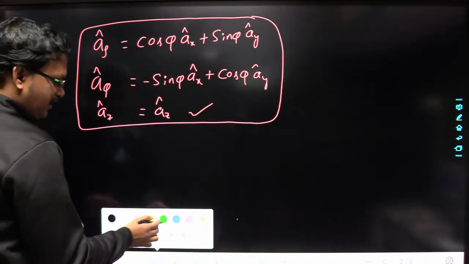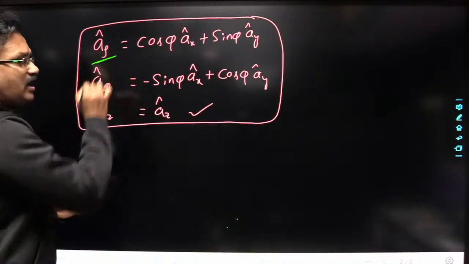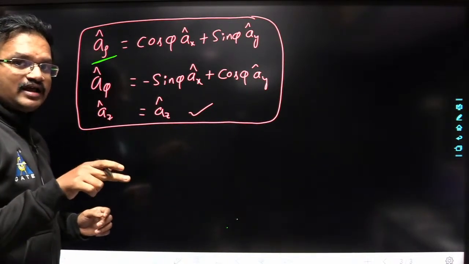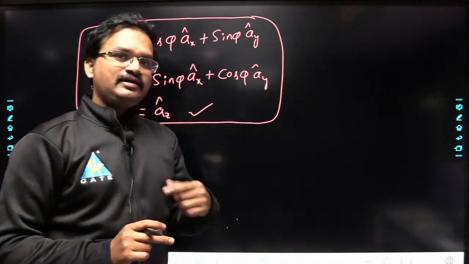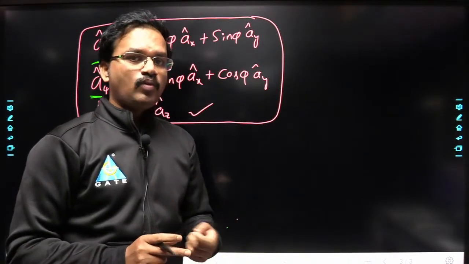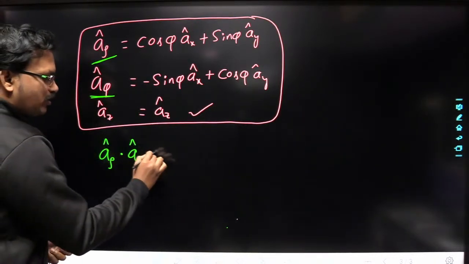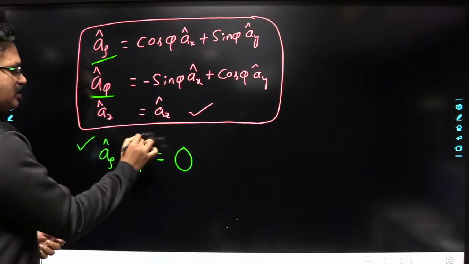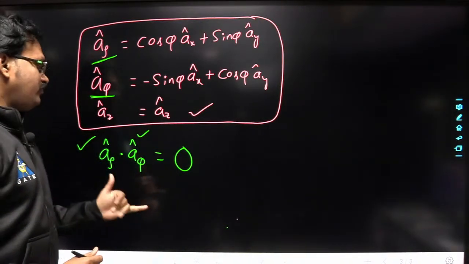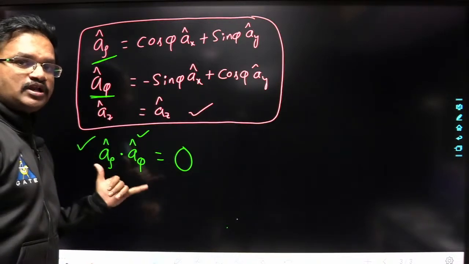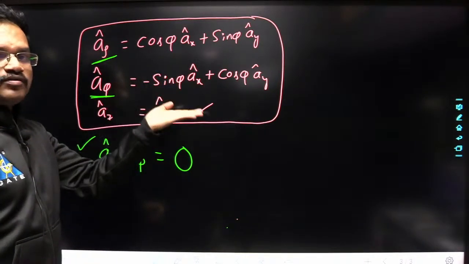Now, if you want to check once again whether we have done correct or wrong, what you can do here? We know that a rho cap is the radial direction and a phi cap is the tangential direction. Yes or no? We know that radial direction and tangential direction, both are perpendicular to one another. So if you do the dot product here, what you have to get? You have to get 0 or not? Yes or no? Since a rho cap and a phi cap both are mutually perpendicular to one another. One is radial direction, another one is tangential direction. Always radial direction and tangential direction both are mutually perpendicular to one another, and hence their dot product must become equal to 0. So in this manner we can check whether we have done correctly or not.